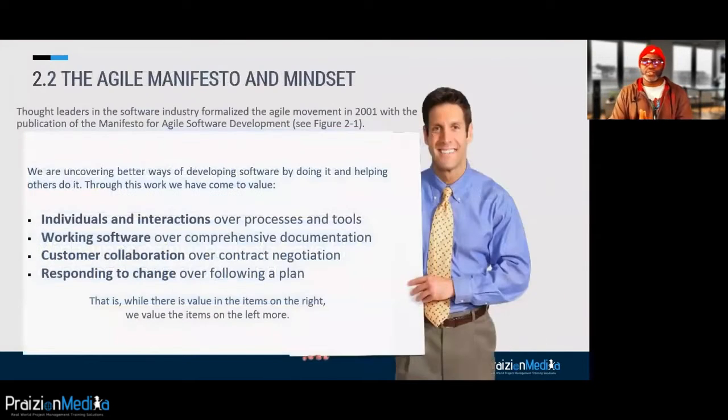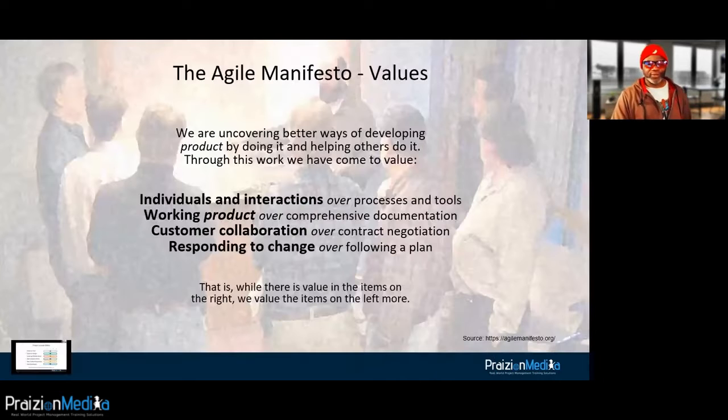The Agile Manifesto is talked about in this book, and we've got 4 values. I'm going to give you the summary. Value individuals and how they interact, more than processes and tools. Value working software over comprehensive documentation. Value customer collaboration over contract negotiation, and value responding to change over following a plan. You can find the full manifesto at agilemanifesto.org.